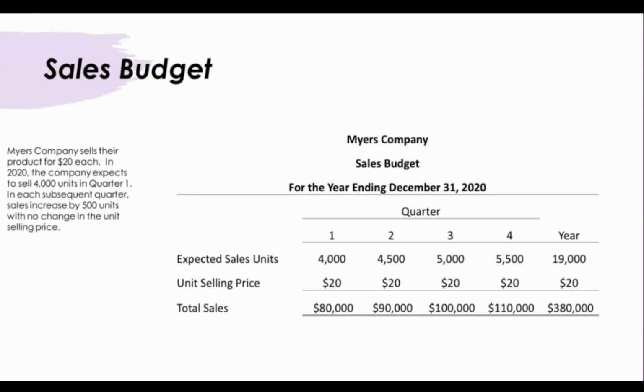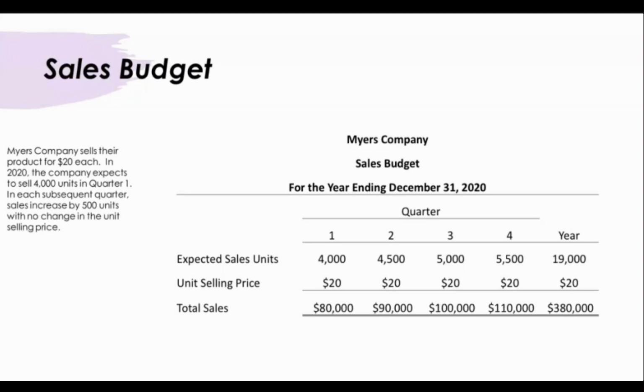Now, quarter 2. Well, we're told that in each subsequent quarter, sales increase by 500 units. So now we sell 4,500 units here in quarter 2. Our unit selling price is still just $20. So 4,500 times 20 gives us total sales of $90,000 for quarter 2.